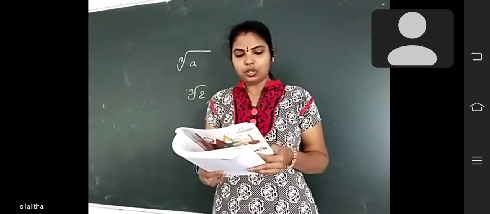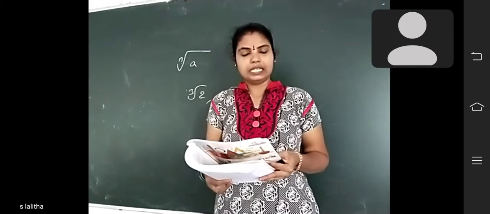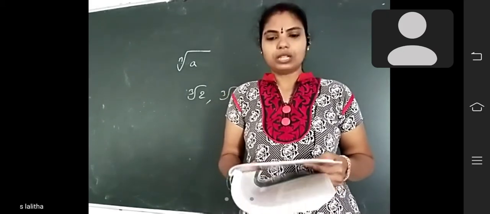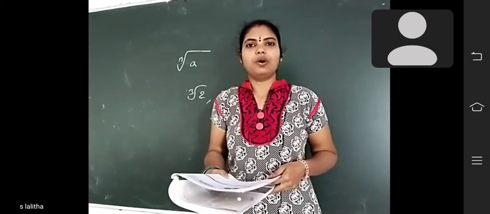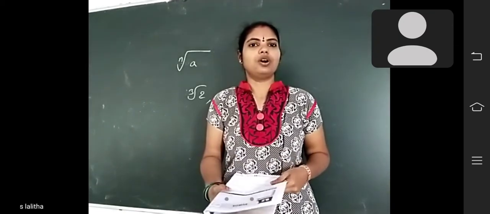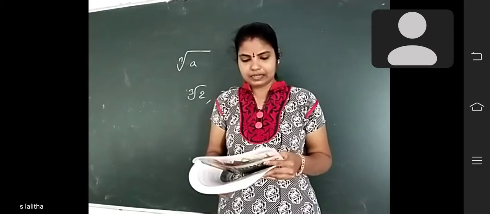Fourth root of 2, fourth root of 5, fourth root of 7 are the surds of which order? Fourth order. They are also called biquadratic surds. Fourth order is called biquadratic surds.